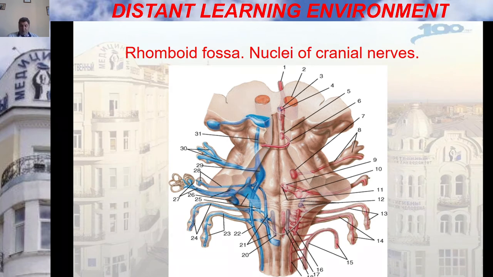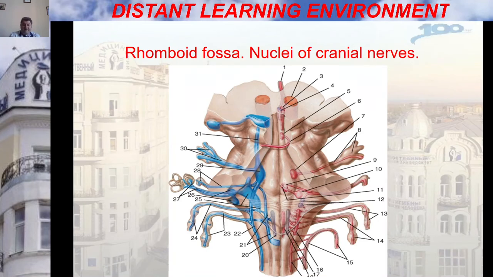Lateral to the lower part of this triangle, there is a small triangle with gray color, and it is called the vagal triangle, or trigonum nervi vagi, in which the vegetative nucleus of the vagal nerve is embedded.